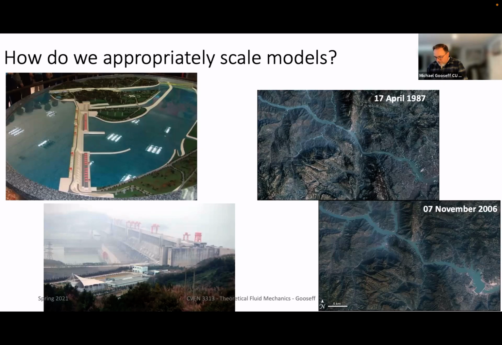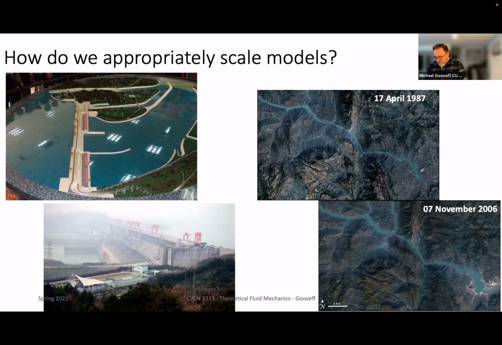But before you make an enormous investment like this, the largest dam in the world, you want to study it as best possible in the most feasible way to be able to predict how it's going to function.